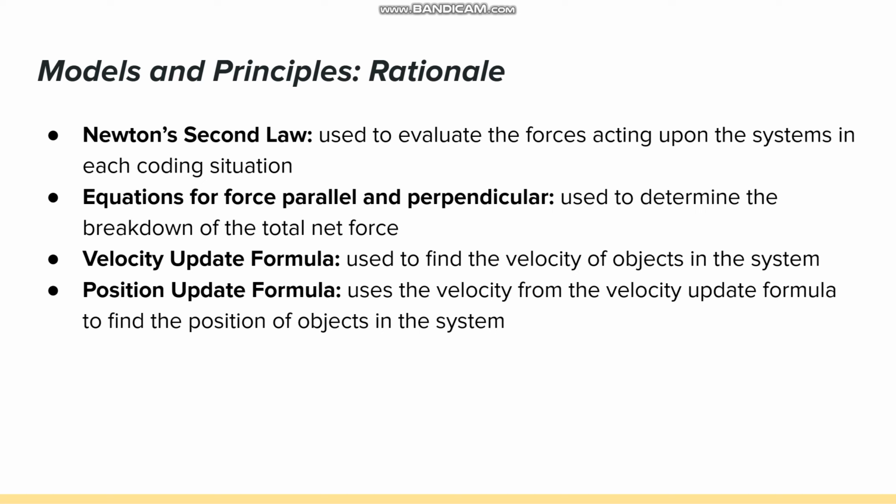So the rationale. Newton's second law was used to evaluate the forces acting upon the systems in each coding situation. The equations for force parallel and perpendicular were used to determine the breakdown of the total net force, providing valuable insight into the systems. The velocity update formula was used to find the velocity of objects in the system, and the position update formula uses the velocity from the velocity update formula to find the position of objects in the system.